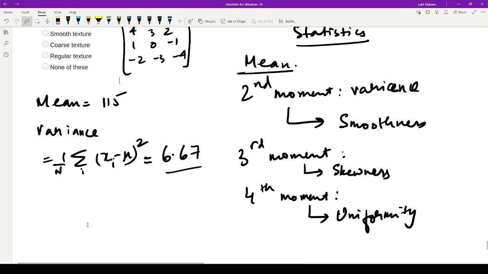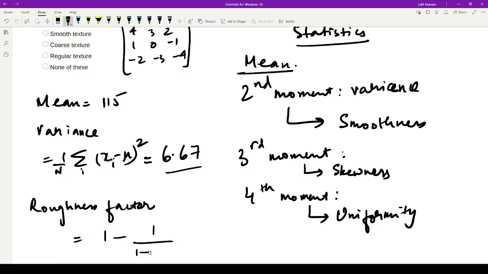Okay, so mean and variance. There was a quantity defined in the class as the roughness factor. If you remember, what is it? 1 by 1 plus sigma square. Variance is sigma square, by the way. If you place this value here, it will turn out to be 0.86. What can you conclude from this number? 0.86. Anyone? It's closer to 1, so it must be coarse.